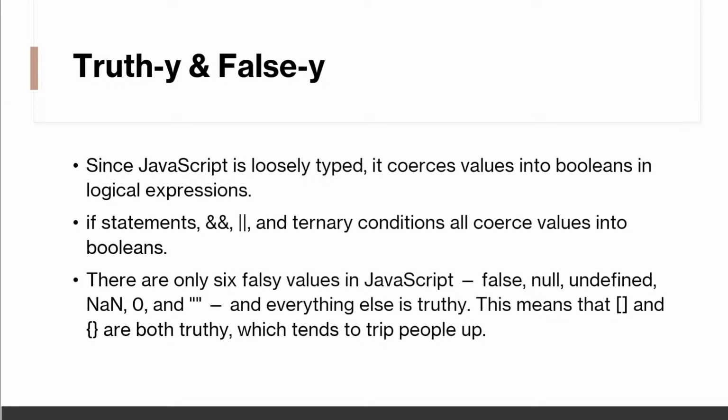So even something like an empty set that we're seeing here, which is the square brackets there and our curly braces, are both truthy. So they would return true. Which does tend to trip people up. And it's also one of those things that you might see on a JavaScript exam if you were to go take a JavaScript test.